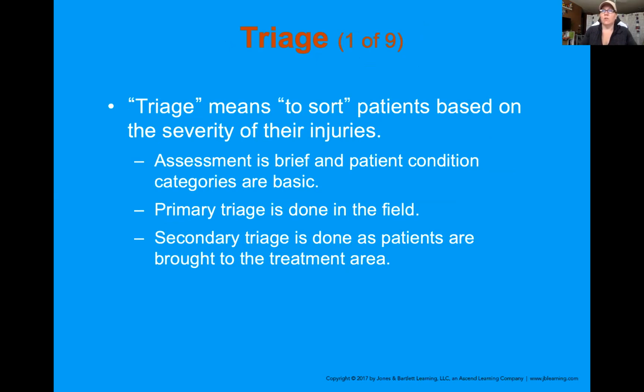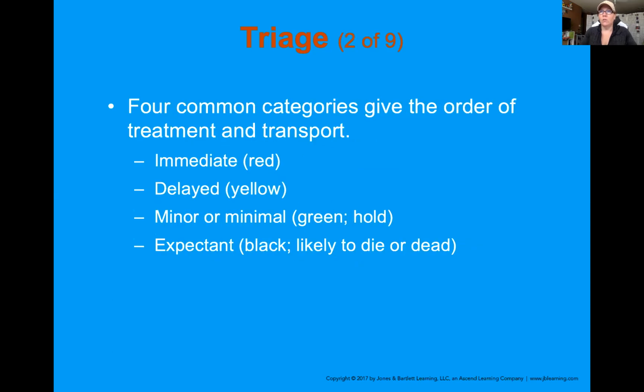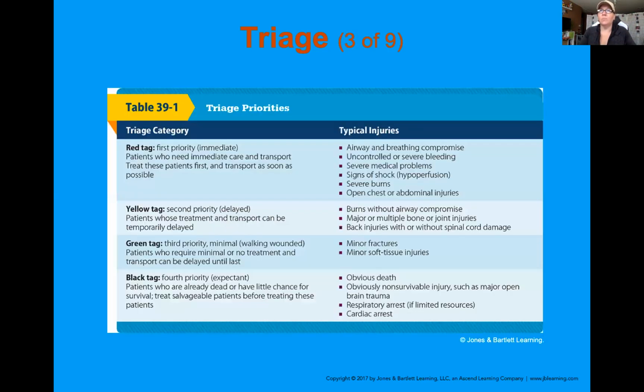So triage literally means to sort. Primary triage is done in the field, and then we do a secondary triage when we get them to the treatment areas. We'll go over this in class because it is hard to describe how to triage over a video. So the categories of triage are immediate, which is red, delayed is yellow, and green is walking wounded. Black is expectant, likely to die, or already dead. We use a black tag, with stripes on it sometimes, as a morgue tag.